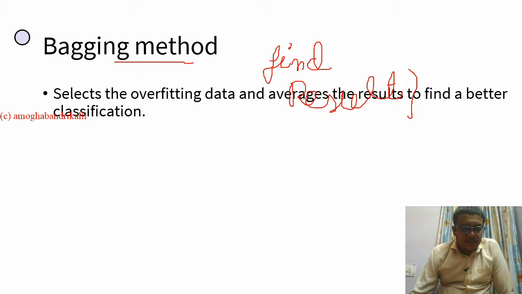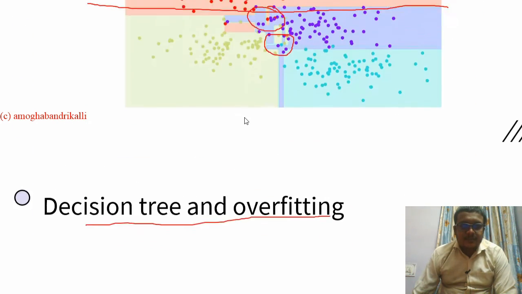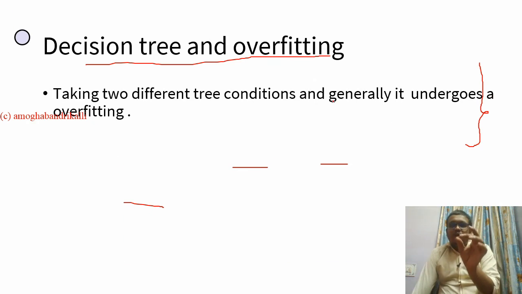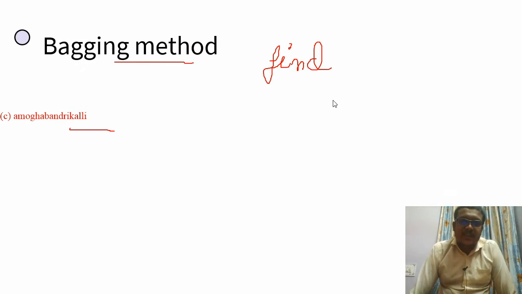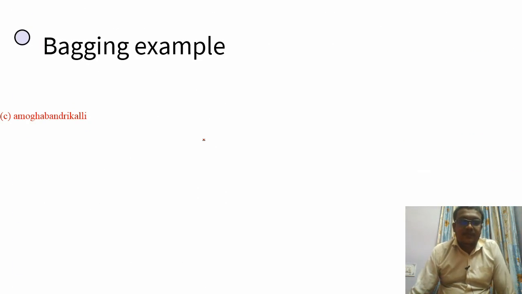So select the overfitting and average the results. To find a better classification, we select the overfitting data, where exactly the data is overfitted. At this point the data is overfitted, and at that point we are going to make an average, so that the overfitting is removed. An ensemble of random tree structures is called a random forest.